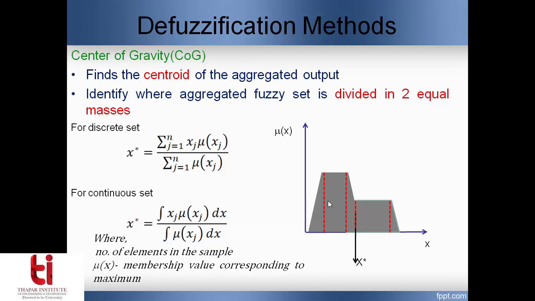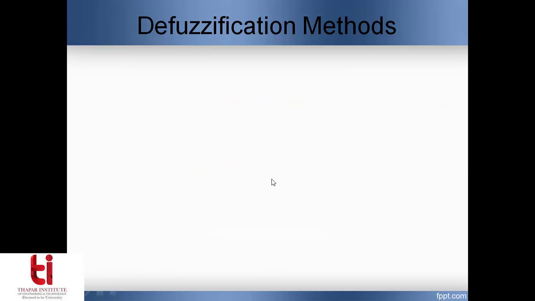Okay. So I am trying to find out the centroid by dividing the aggregated output into the regular structures and finding the area under the curve of each regular structure. Then I am going to combine together those and find the centroid of that combined structure. Okay. We'll see the examples eventually after we cover all the methods.